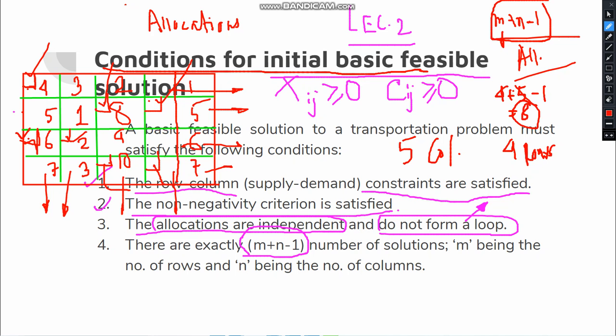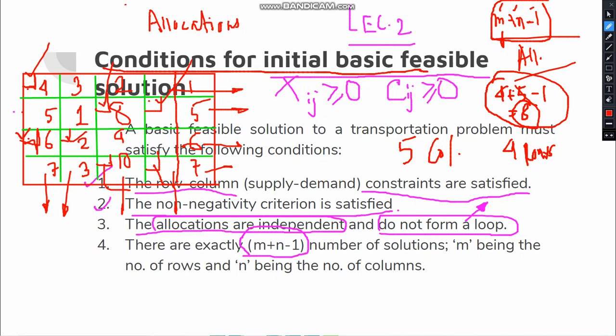There is a solution hidden here. Okay, we'll deal with that in a later part. What do you mean by this word hidden and how it is hidden in this solution? We'll deal with it in the later part of this lecture. But you just remember that the number of allocations has to be equal to m plus n minus 1.